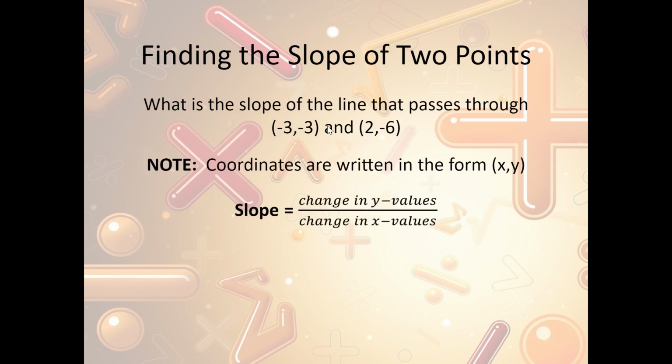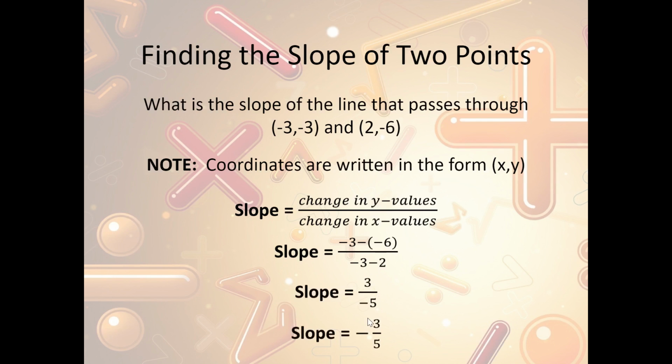So I'm going to calculate that by subtracting my y values first: -3 minus -6. And then I'm going to subtract my x values, which is -3 minus 2. So I get -3 minus -6 and -3 minus 2. And when I simplify, this really becomes plus positive. So -3 plus 6 is 3, and -3 minus 2 is -5. So it's 3 over -5, which is just -3/5.